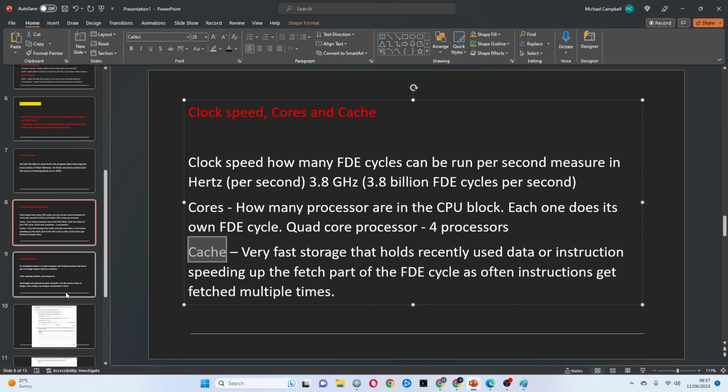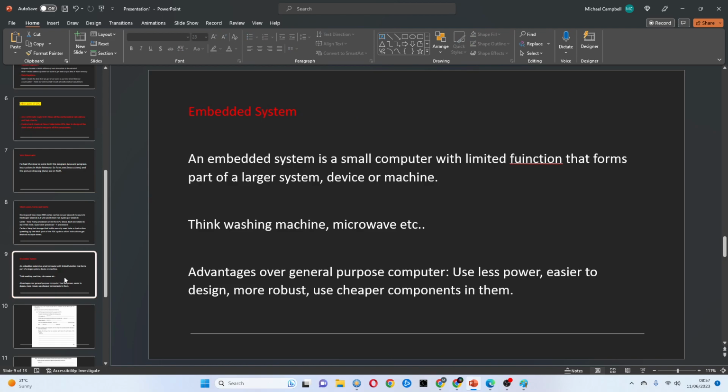So, last but not least, the easiest bit in the whole course, what is an embedded system? Well, it's that. It's a system, it's a small computer with limited function that forms part of a larger system or device or machine. So, a washing machine, microwave, okay? The advantage of using an embedded system over a general purpose CPU or computer like we use, like Intel or AMD, is that the embedded system processors use a lot less power. They're easier to design because they're less complicated. They're far more robust because they're designed for the job they want to do and they don't overcomplicate it. And they're cheaper to make, basically, because obviously what's the point of having a quad-core 8.7 gigahertz computer inside a washing machine? So not rocket science, really.